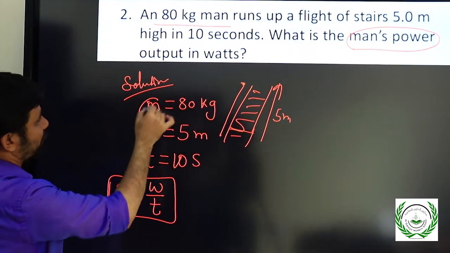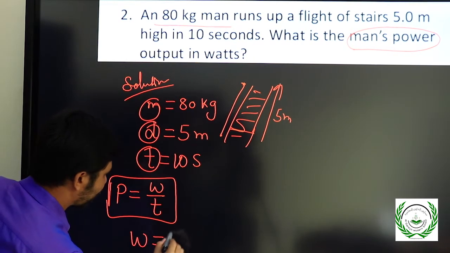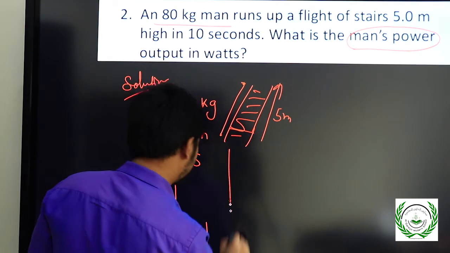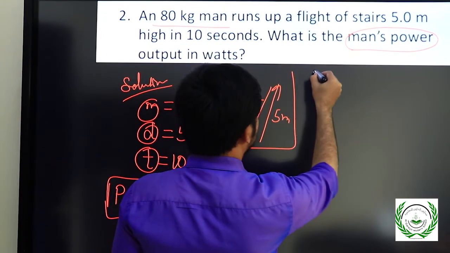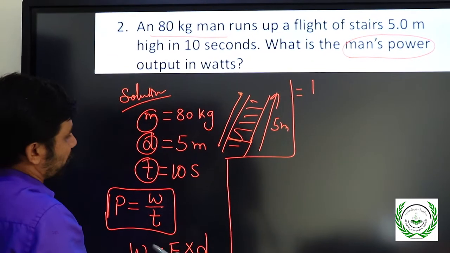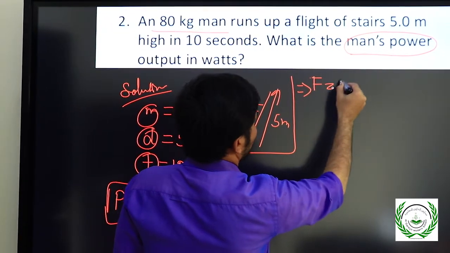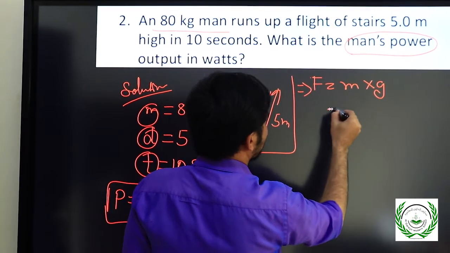He has not given the W value. So we need to find the W value, means work. What is work? Force times displacement. Right? Force is how much? We don't know the force. He has not given it. So force is nothing but mass times acceleration due to gravity.